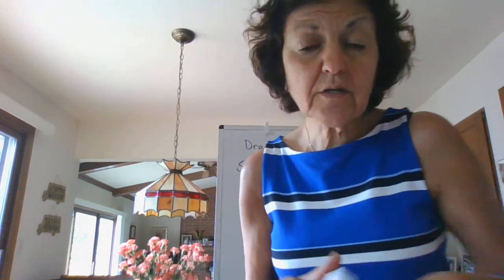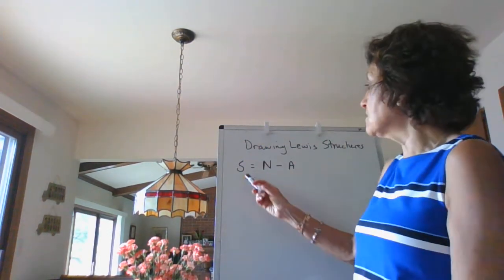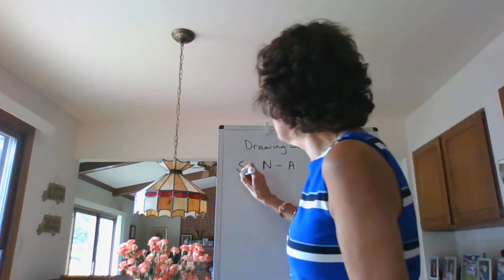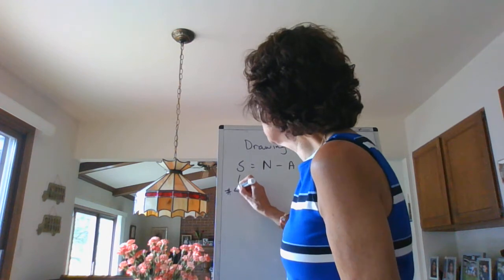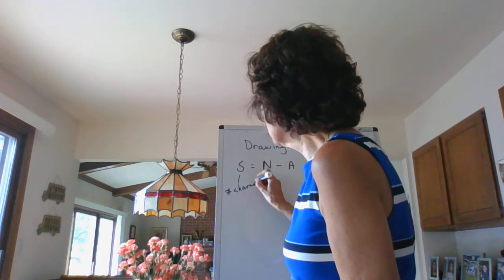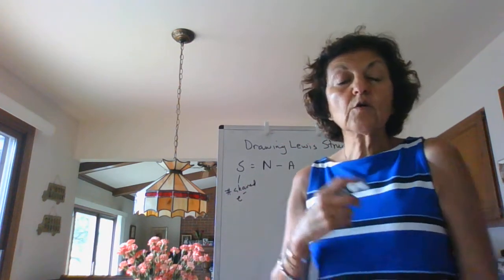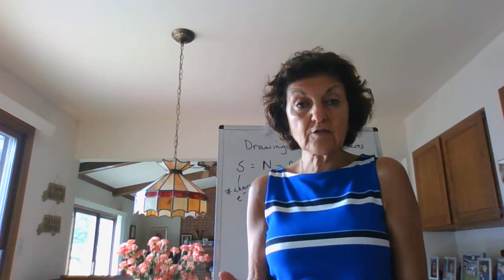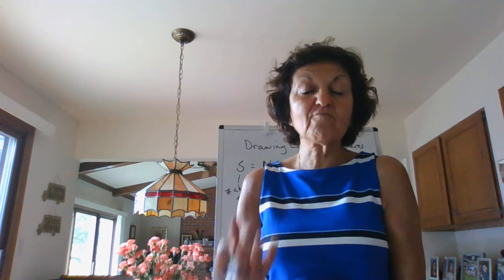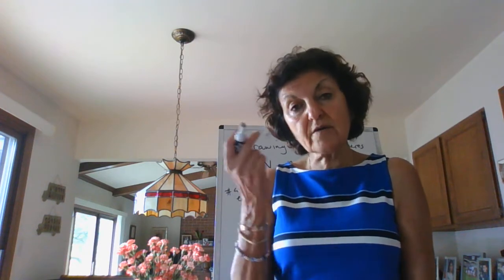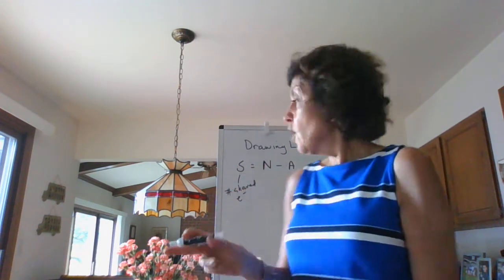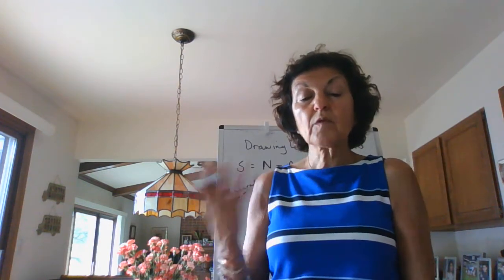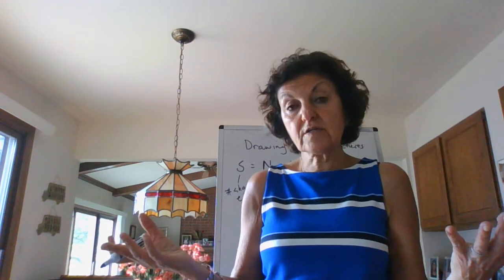Okay, so this method deals with this: S is equal to N minus A. S stands for the number of shared electrons. So if the S value is 10, that means you're sharing 10 electrons. That means you have 5 bonds. So remember, each bond is a pair of electrons. So whatever this value is tells you how many bonds you're going to have.